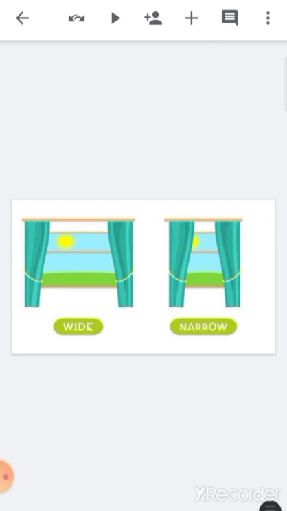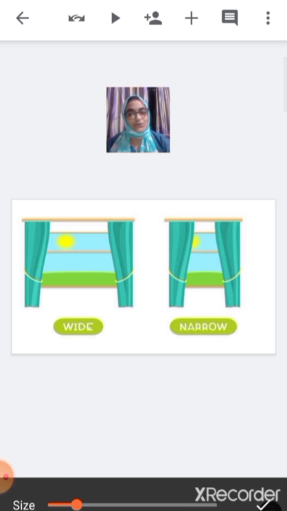Now here you can see two windows. Can you all tell me which one is wide? Which window is broad in size? Yes, this one. This window is broad in size. See children, the sides of this window are not closer to each other. They are wide.